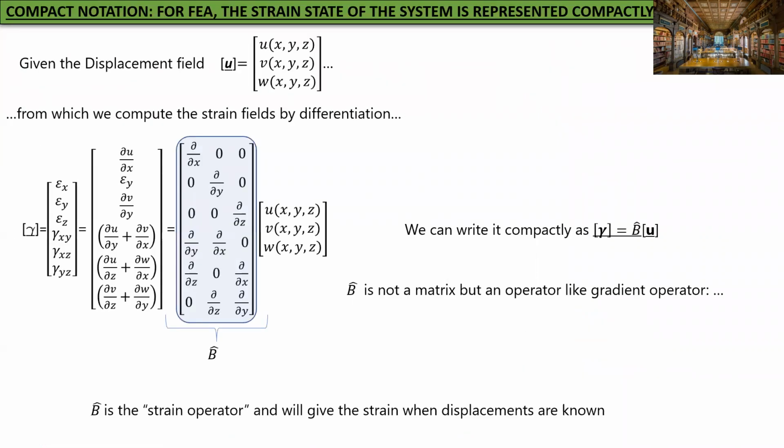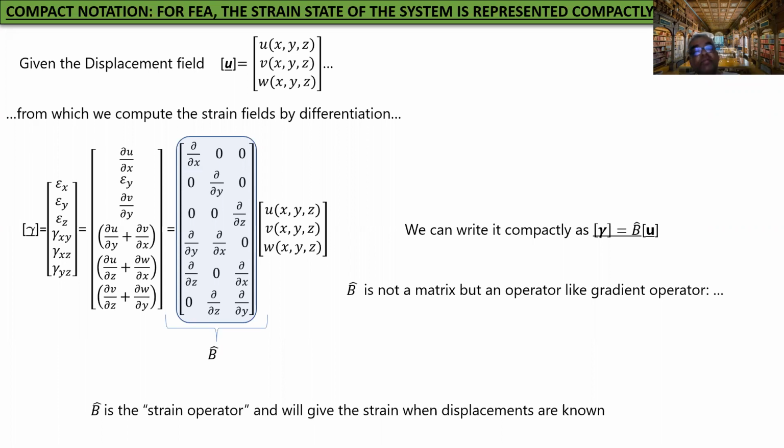And what we do is we write it in a compact way. Right? So we write your displacement as a vector, u, v, w, and then we apply an operator on that vector to give the six components of the strain. This operator is called B hat. The hat is to ensure that you're not doing matrix multiplication, but you're actually doing an operation like gradient. So you're writing epsilon equal to B hat of u. Okay, this is the compact notation for it. So B hat is the strain operator, just like the gradient operator, and it will give you the strain when the displacements are known.